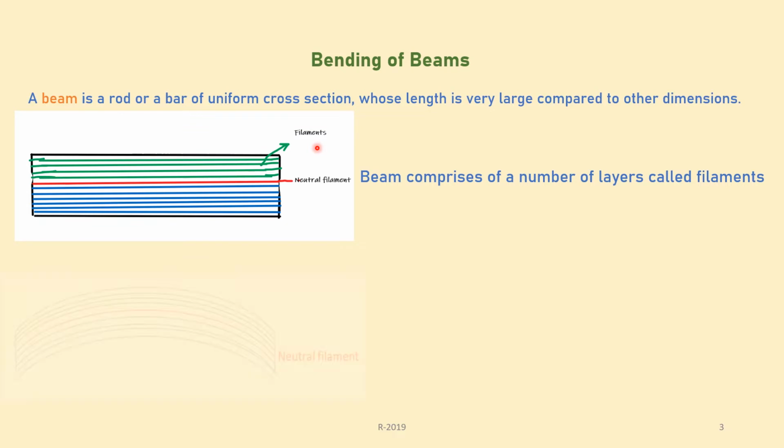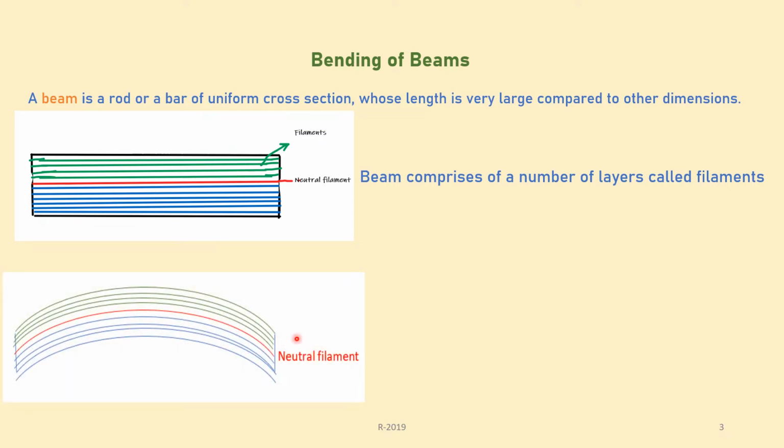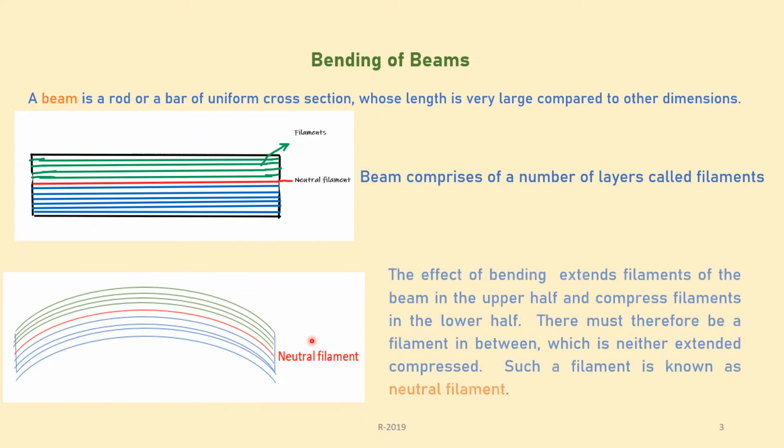Now, when I try to bend the beam, something like this, the effect of bending extends the filaments of the beam in the upper half and compresses the filaments in the lower half. So, there must be one filament in between which neither extends nor compresses. Such a filament is known as the neutral filament. In this diagram, this neutral filament is indicated with red color. So all the filaments above the neutral filament extend, and all the filaments below the neutral filament compress.